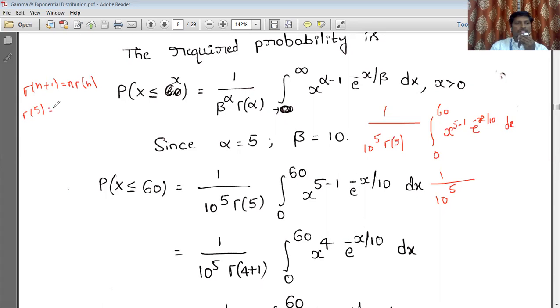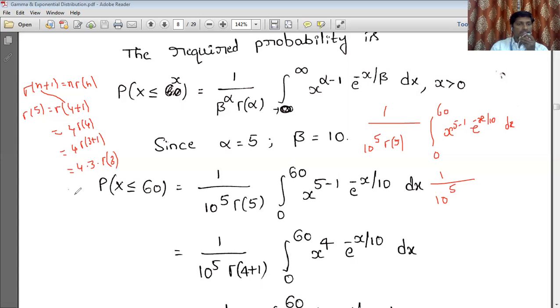Gamma 5 we can write as gamma 4 plus 1. Comparing with the formula, in place of n we have 4, so we can write 4 into gamma 4. Gamma 4 again we can write as gamma 3 plus 1, so treating n as 3, by the same formula we can write 4 into 3 into gamma 3.